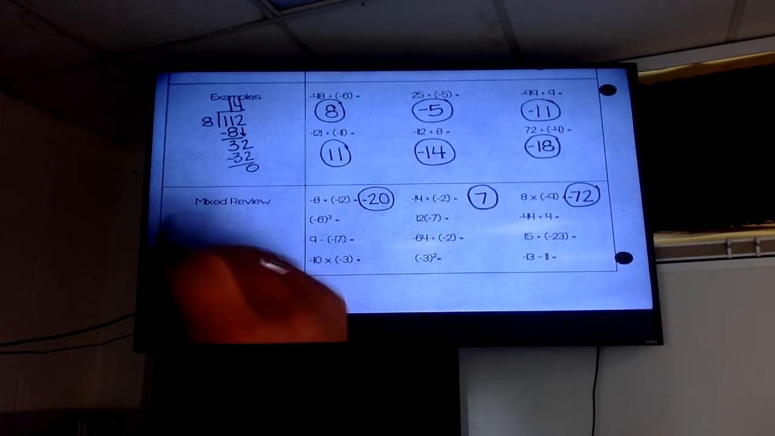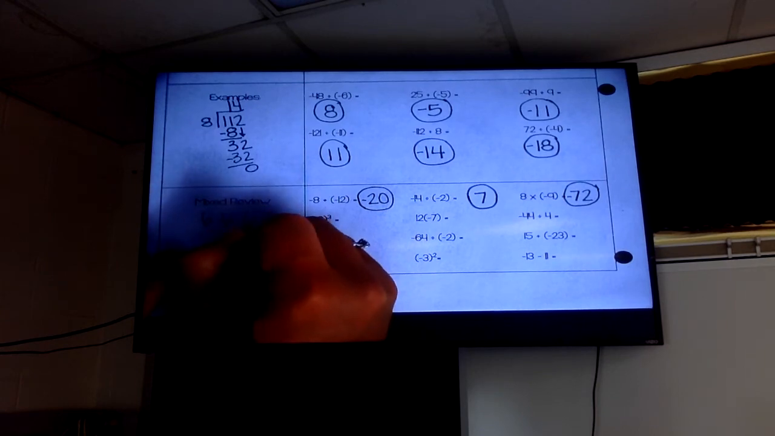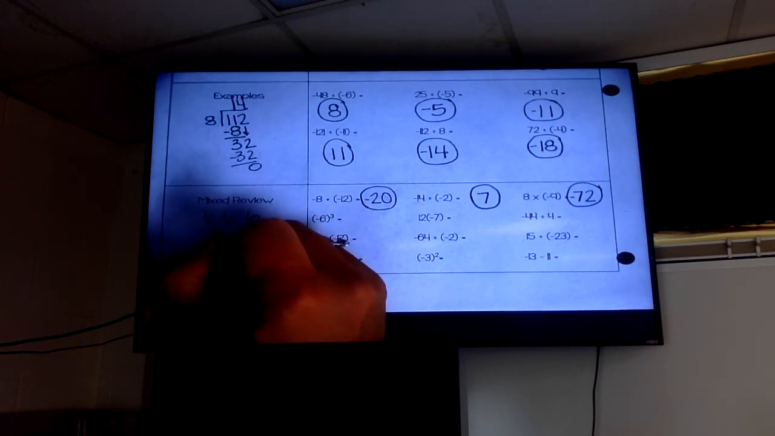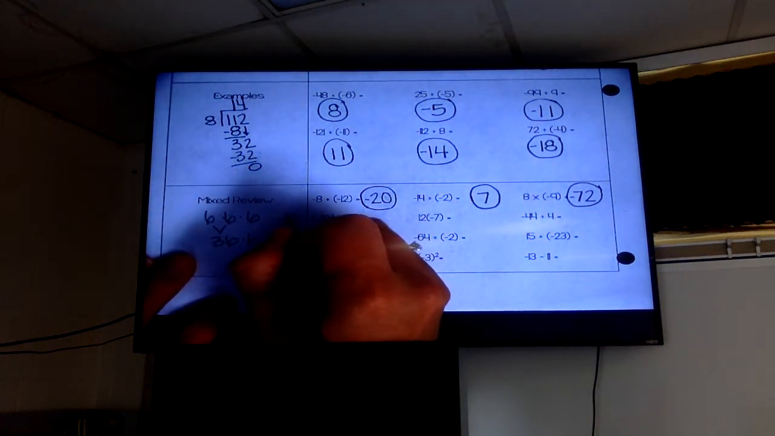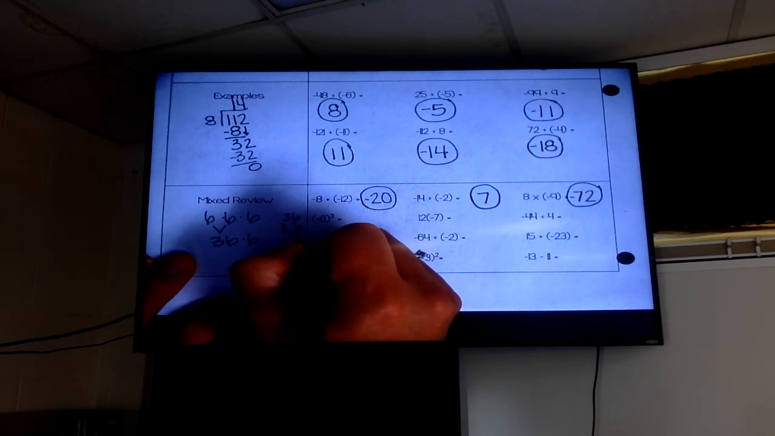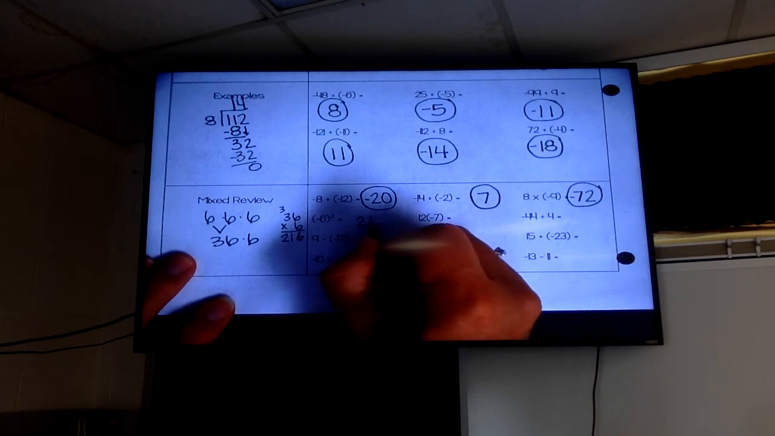Negative 6 to the third power. Ooh, this might be one I need to write out. So I know it's 6 times 6 times 6. So let's see. 6 times 6 is 36 times another 6. 36 times 6. 6 times 6 is 36. Write down the 6, carry the 3. 6 times 3 is 18 plus 3, 19, 20, 21. So I know it's 216.